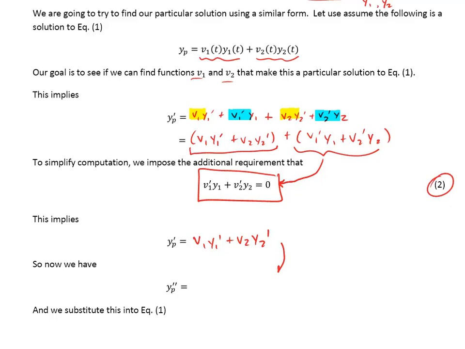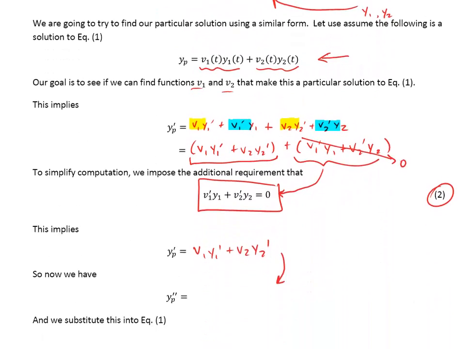Now, using what I've just written down, assuming that this whole thing right here is 0 by that assumption, we're going to have yp prime. I can now take its derivative to get yp double prime, so I can plug it back into this equation here. No, not that equation, sorry. Up to this equation up here, equation 1.